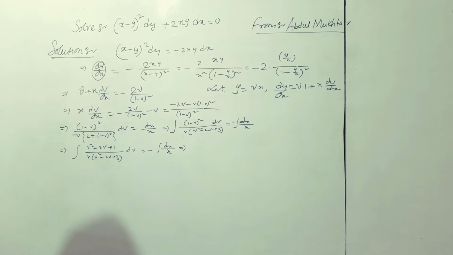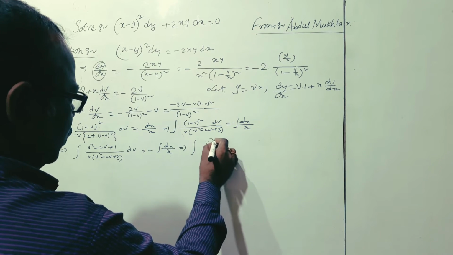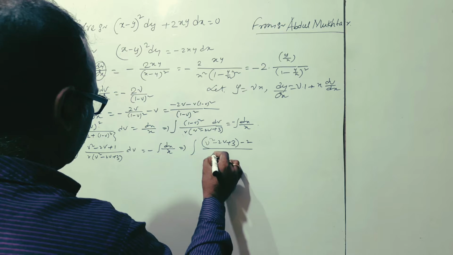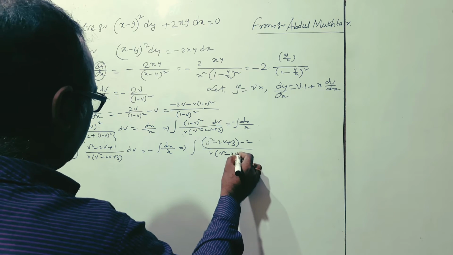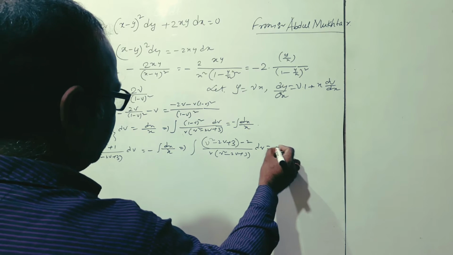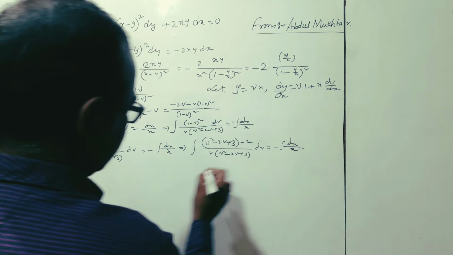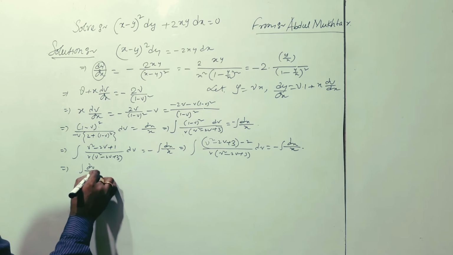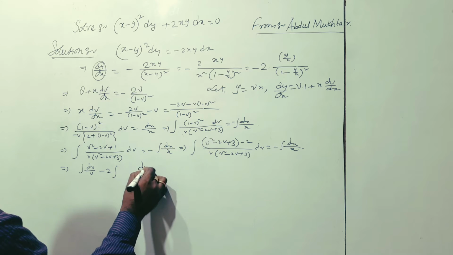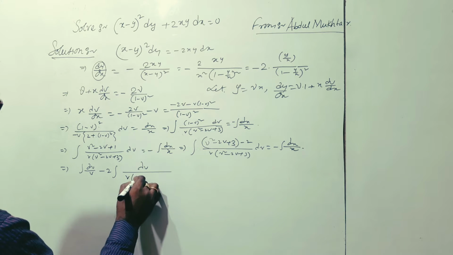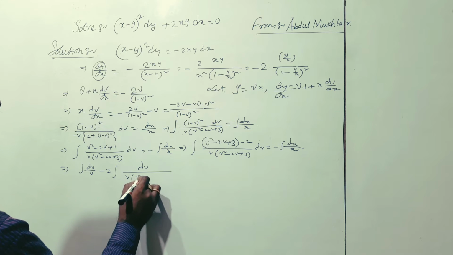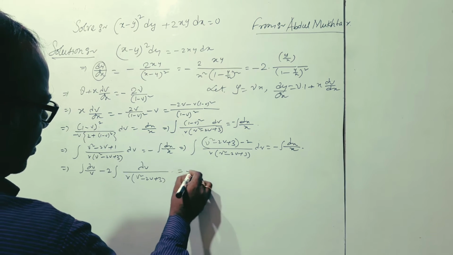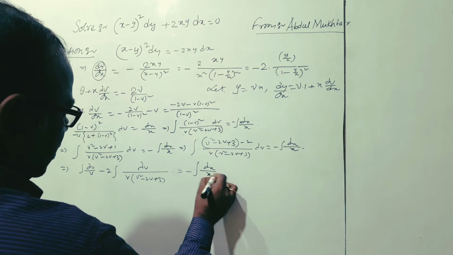This is your 3. So v square minus 2v plus 3. This is a minus 2, v into v square minus 2v plus 3, and this is dv equals minus dx by x. So this over this can be written as dv by v into v square minus 2v plus 3, and that is minus dx over x.